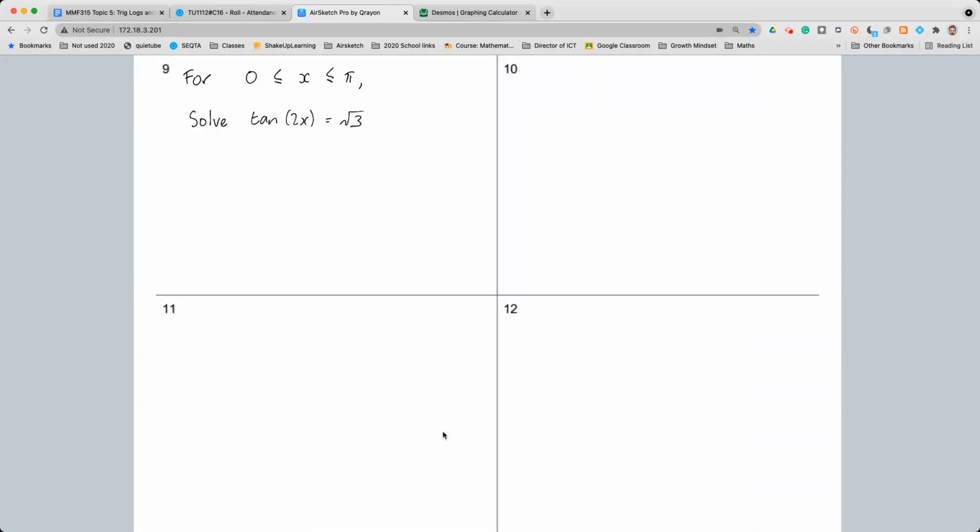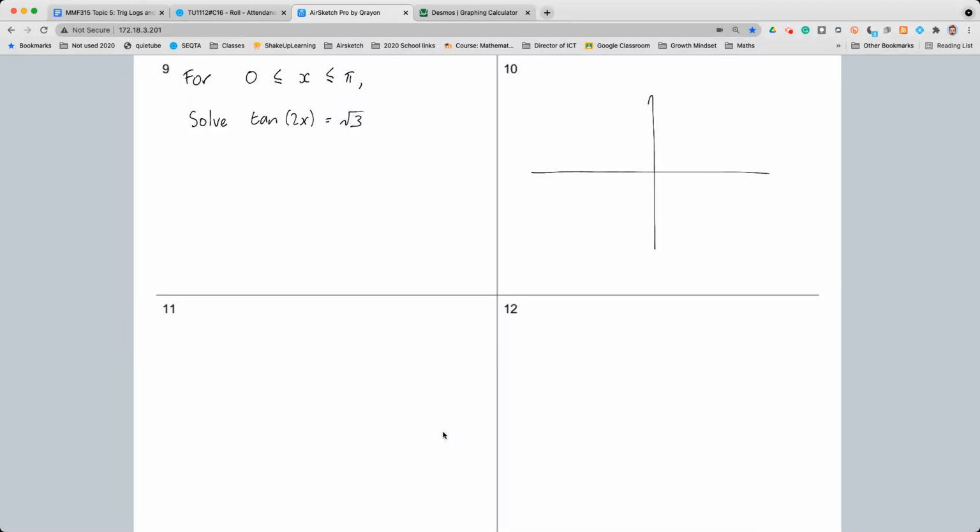What makes this different, apart from the fact it's tan? Say that, Finn? Yeah, period change. Yeah, good. So there's a 2x instead of just an x in here, and that's a period change. What impact does that have? Okay, if I said tan x equals root 3, and x is between 0 and pi, how many solutions would there be? Just one, wouldn't there?